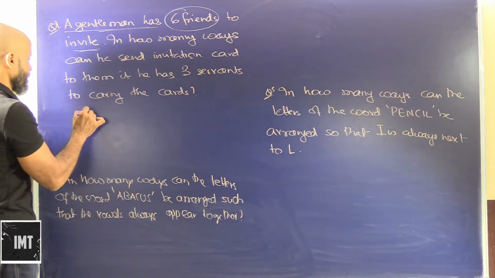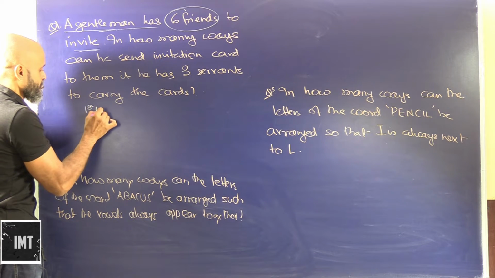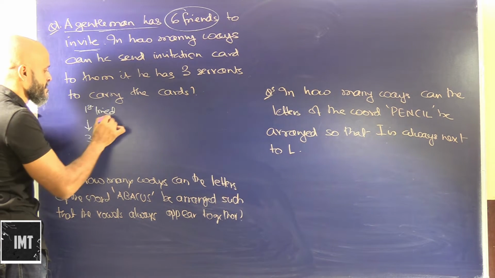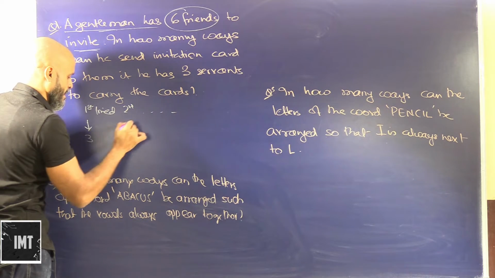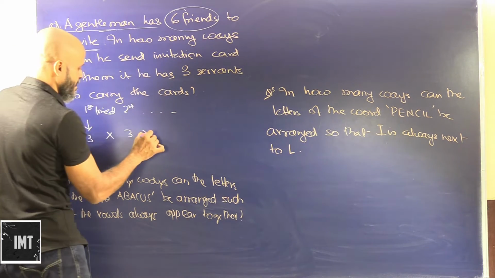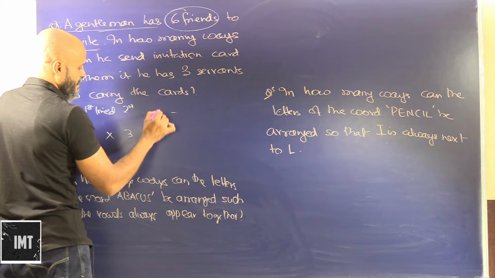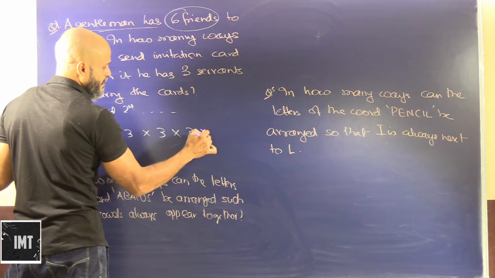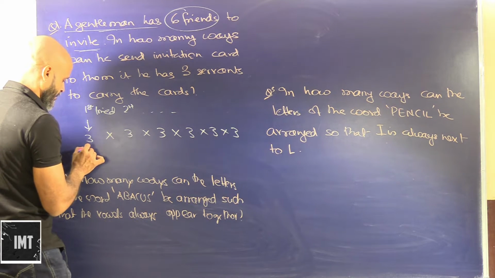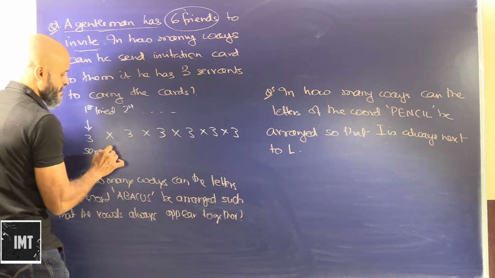So let's say the first friend can get it in any of the 3 ways from 3 servants, second friend also, and so on and so forth. So each of these friends can get it from any of the 3 servants. So we will have first, second, third, fourth, fifth and sixth. Each of these friends can get it from any of these 3 servants.